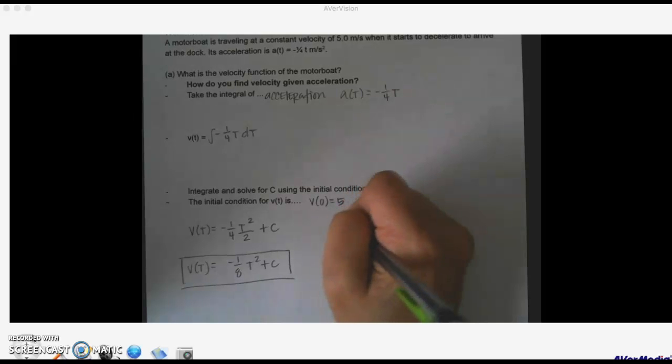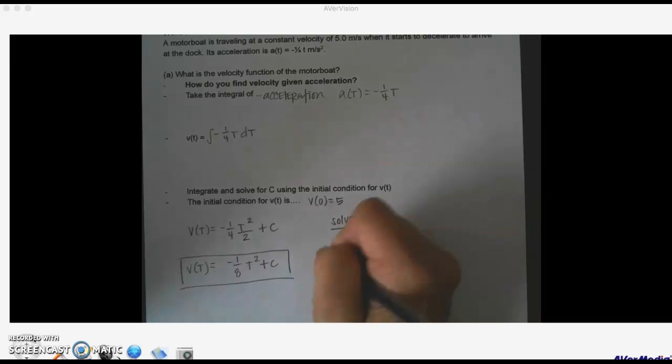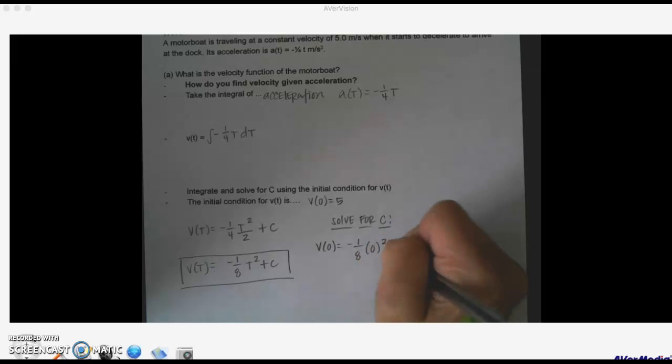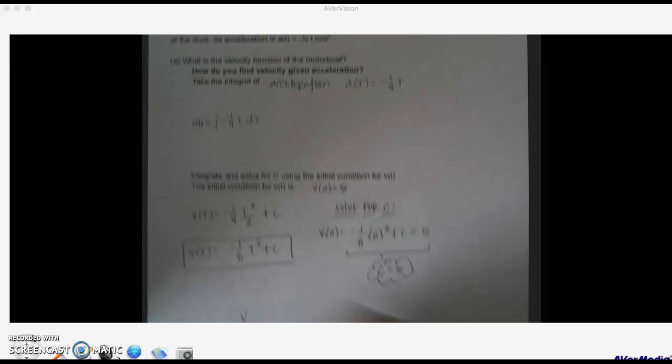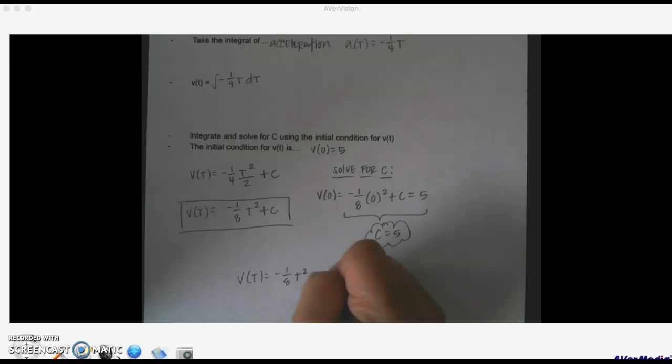Next, we're going to solve for what that constant is. So we're going to solve for c by using our initial velocity. We have v of 0 equal to -1/8 times 0 squared plus c, and we want that to equal 5. Solving for c, we get that c equals 5. So our velocity equation is going to be -1/8 t squared plus 5.